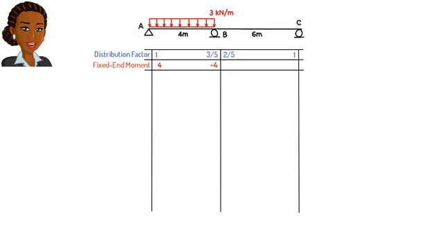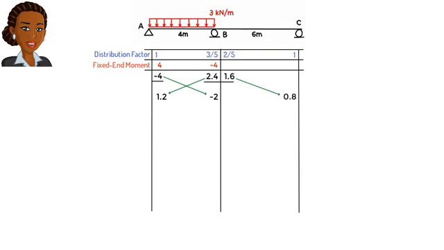We begin the process by balancing the existing moments at joints A and B. We add -4 to the left column. The value to be added to the second column equals 4 times 3 over 5, or 2.4. The value in the third column equals 4 times 2 over 5, or 1.6. Note that the sum of the moments at each joint is now 0. In the carryover step, we carry half of -4 to the second column, half of 2.4 to the first column, and half of 1.6 to the fourth column.